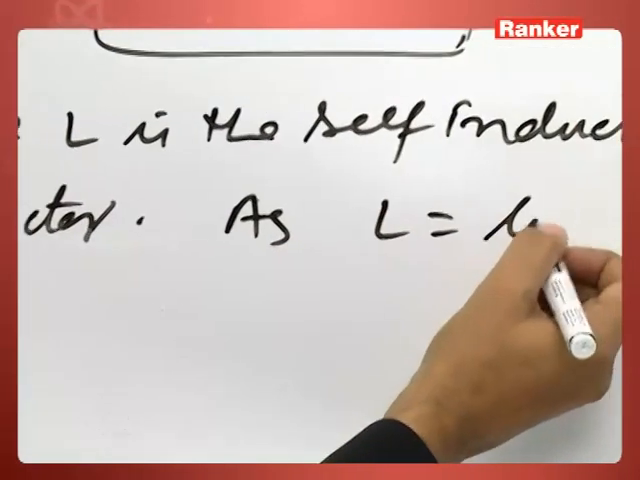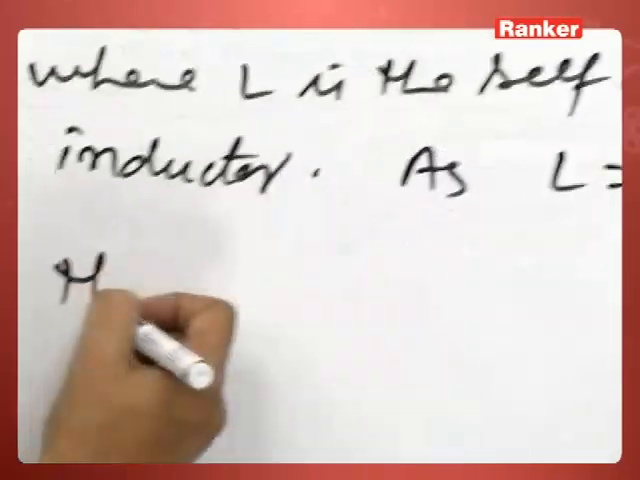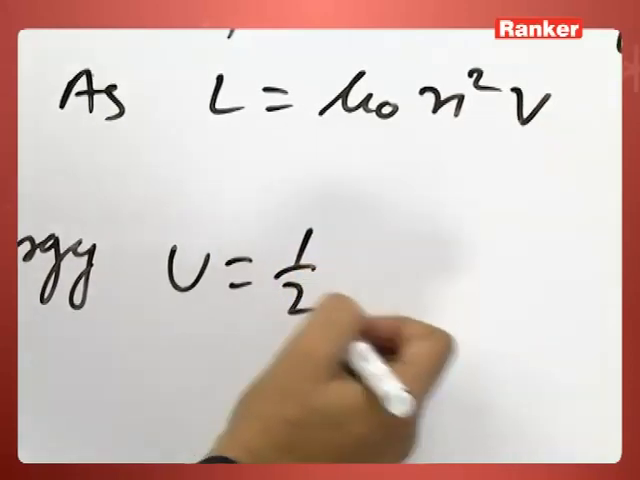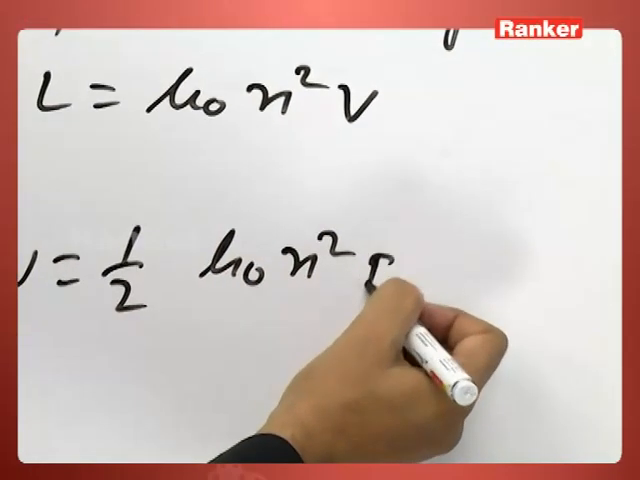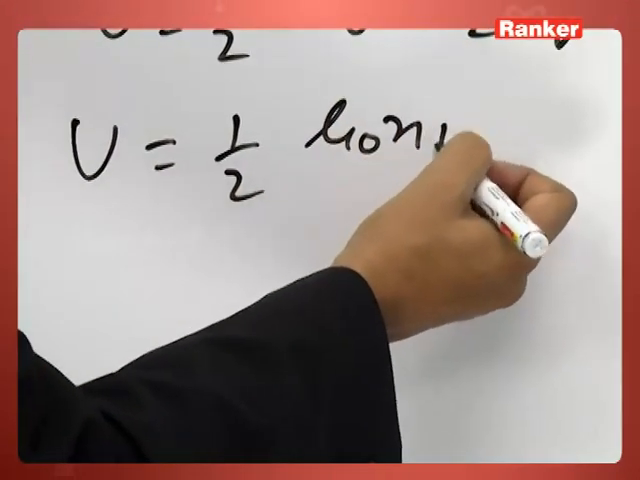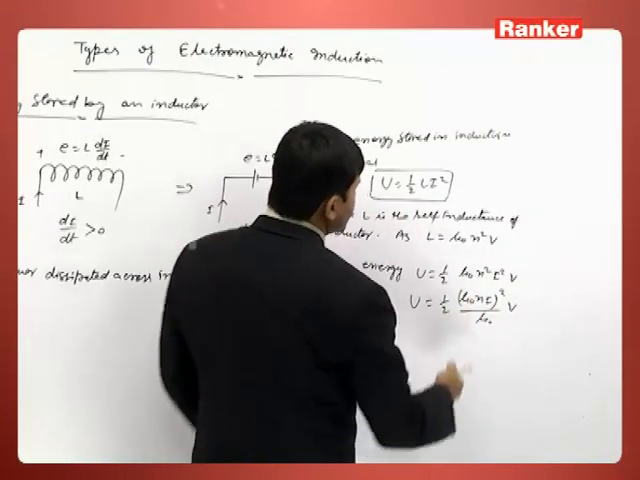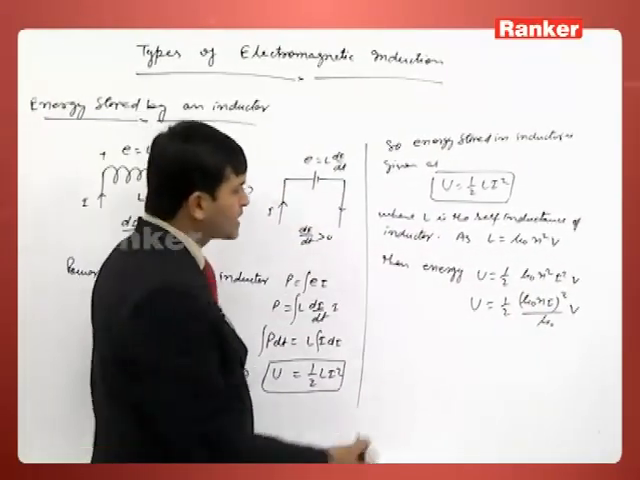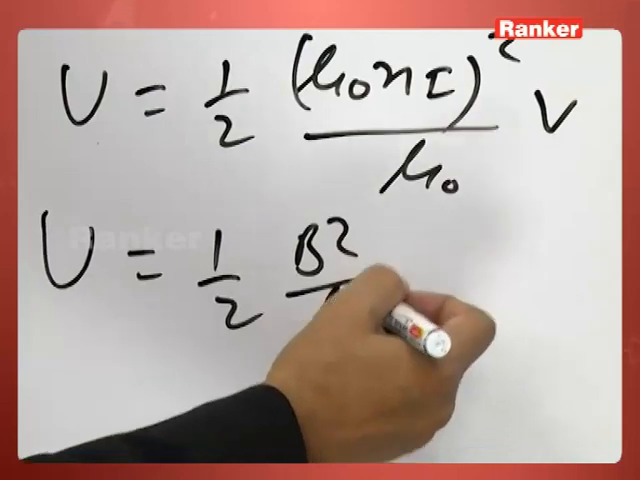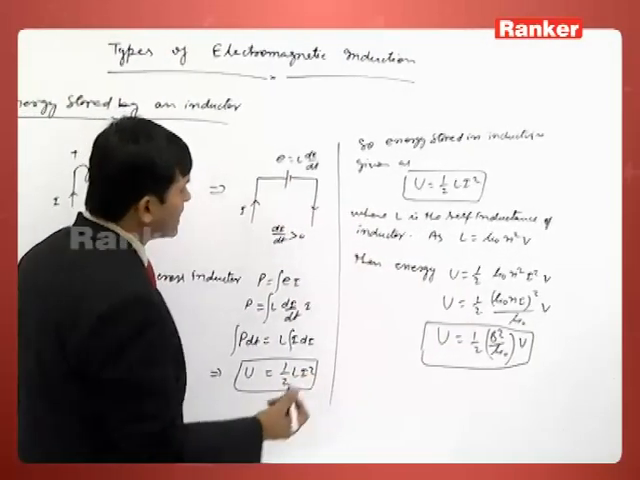As L is equal to mu naught N square V, then energy U is written as half mu naught N square I square into V, or this we can further write as half into (mu naught N i) square by mu naught into V, and this term is nothing but the magnetic field inside the inductor. So U is equal to half B square by mu naught into V. This is another formula.